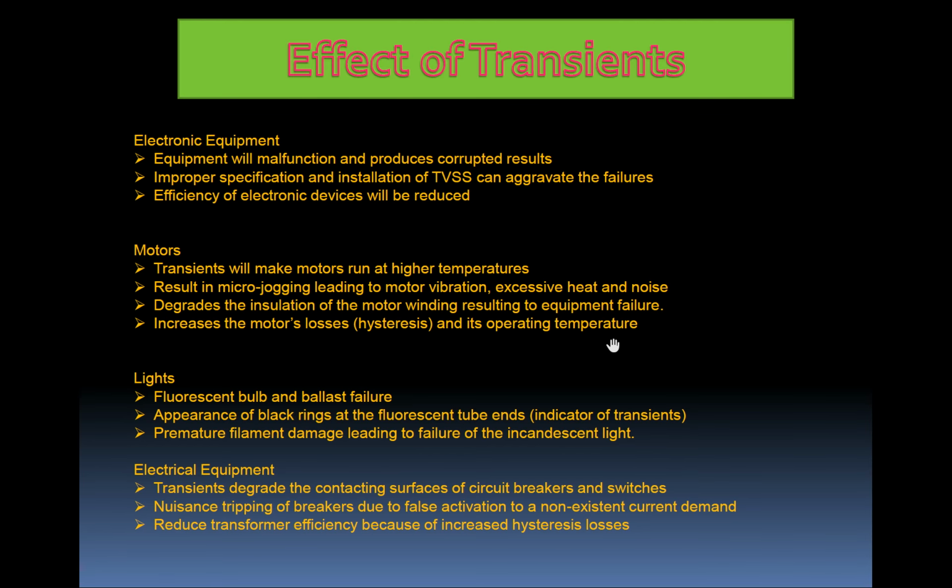So the effects of transients. One of the effects happens in our electronic equipment. We have to know that our electronic equipment is very sensitive. Our motors, our lights, our equipment can malfunction, and it can be due to the TVSS installations. The efficiency of our electronic devices will reduce. So this is what happens due to transients. Even though it's a short duration activity, it affects our small electronic equipment.